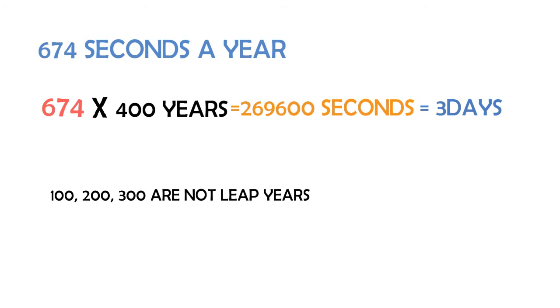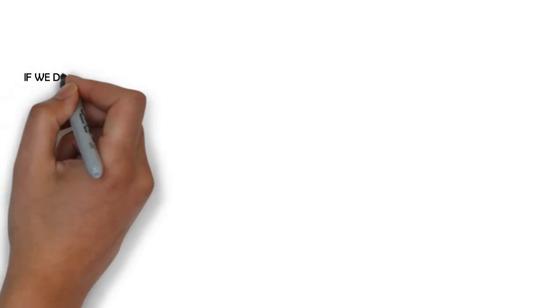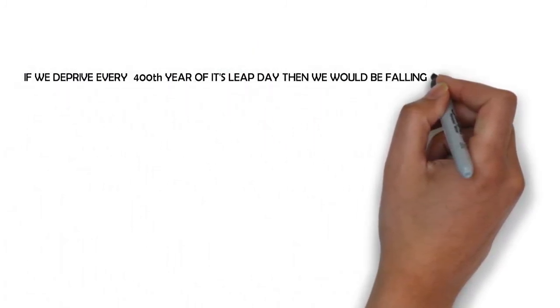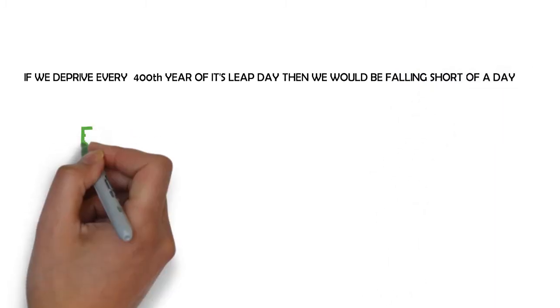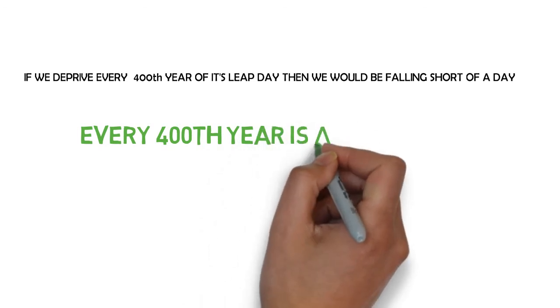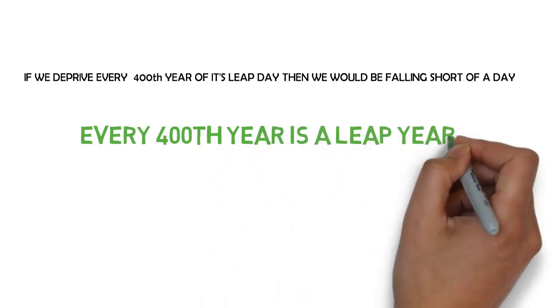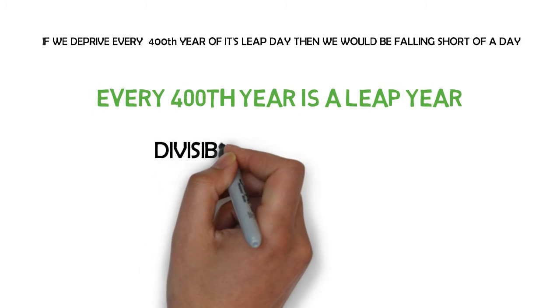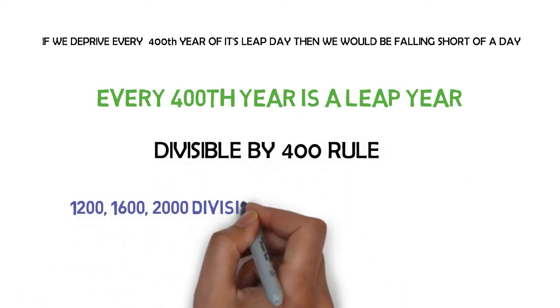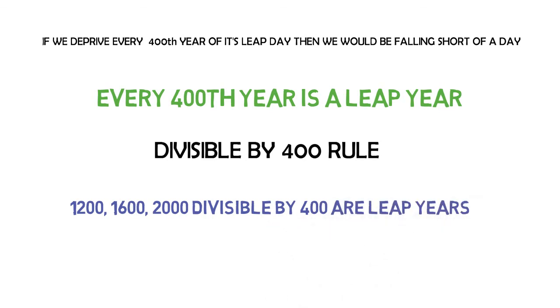Now since this problem of adding 3 days every 400 years is already rectified, if we remove a day again for 2000, we would be falling short of a day. That's why 2000 gets back its leap day and becomes a leap year. Because if we don't make 2000 a leap year, we would be falling short of a day. So every 400th year is a leap year. This is where the divisible by 400 rule comes in. This is the reason why 1200, 1600 and 2000 are leap years.